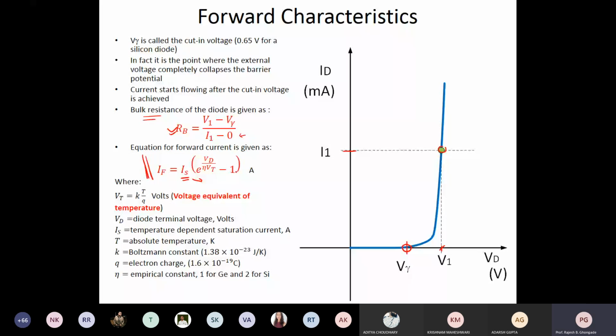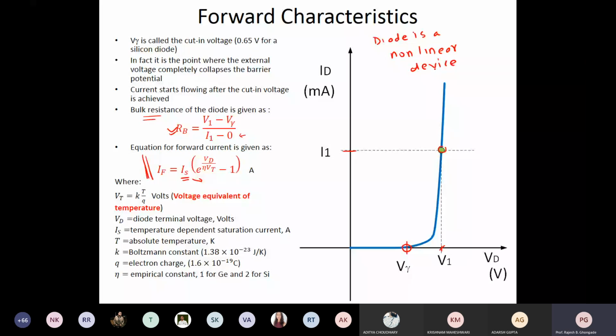So I can easily find out the nature of this curve. As you can see, it is not linear. So diode is a non-linear device. If you compare it with the resistor, resistor is a linear device, whereas diode is a non-linear device.